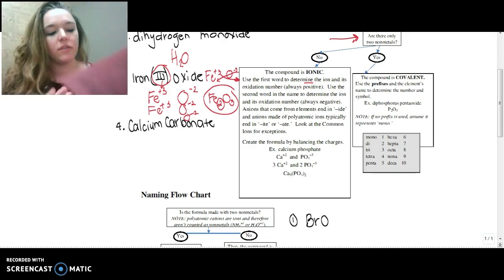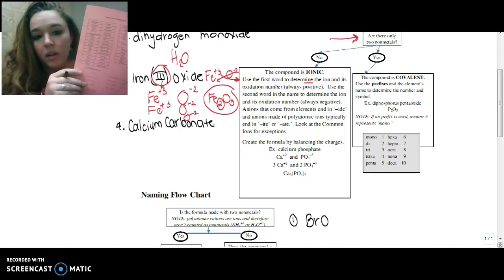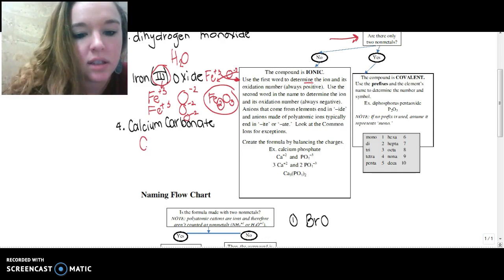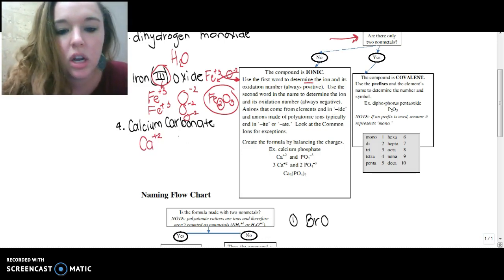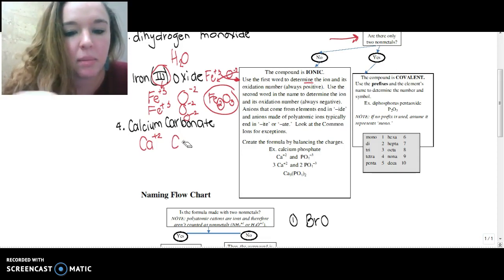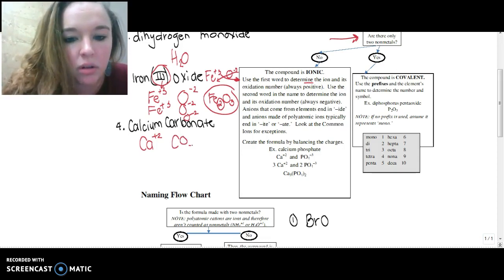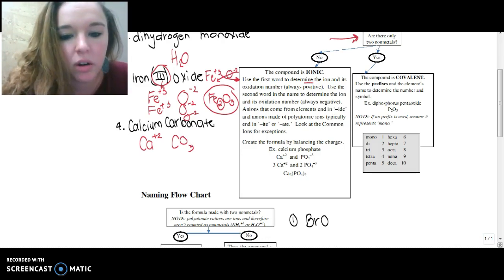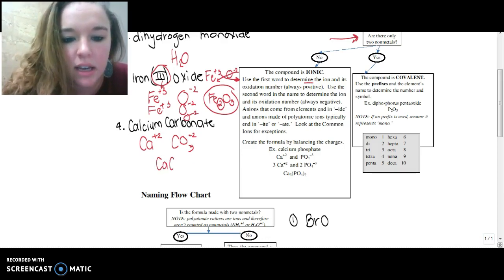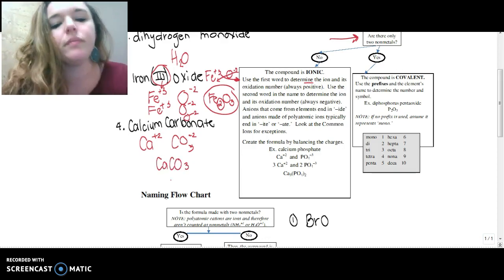So you know that you're going to have to look on the back of your periodic table under your common polyatomic ions to find it. So calcium, being in the second column, gets a +2 charge. Carbonate is a polyatomic ion, so you would write out your formula with a -2 charge. You see there's one of each, so you're going to go ahead and write CaCO3.